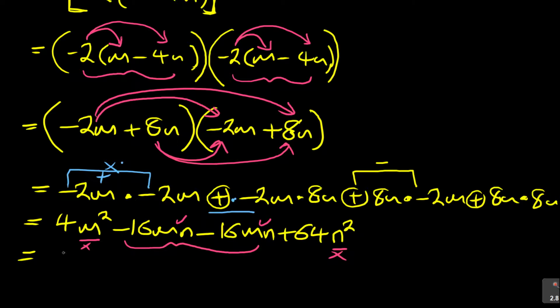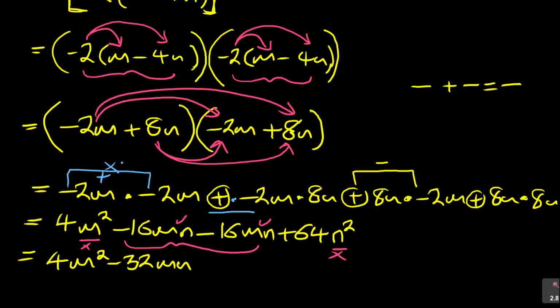So what you have got is 4m squared. Here is minus 16, minus 16. You add but keep the sign. So it's minus plus minus, it's minus. Remember, minus plus minus, you get a negative. So 16 plus 16 is 32. So it's minus 32mn.